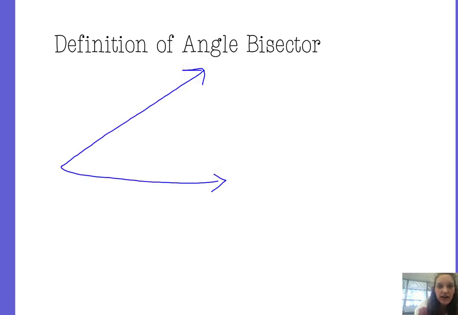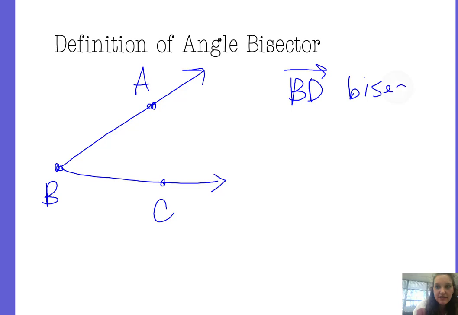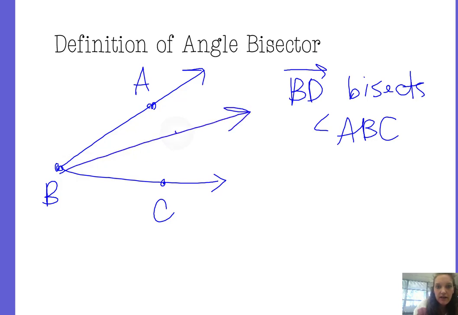Okay, the next property that we're going to learn about that we're allowed to use in proofs is the definition of an angle bisector. So if I told you that we have angle ABC and that ray BD bisects that angle ABC. So here would be ray BD. We know that a bisector divides our angle into two congruent angles. So these two angles would need to be congruent to each other.